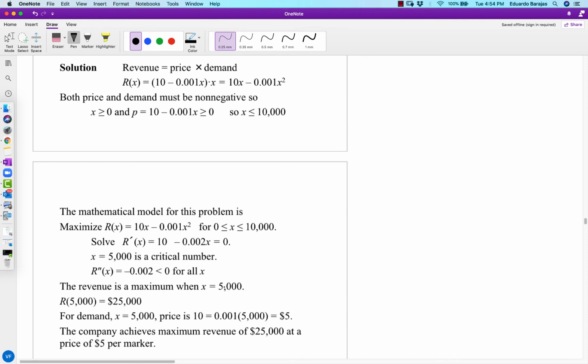So combining all three pieces of information, that x is a critical number, that the first derivative evaluated at 5,000 equals 0, and that the second derivative is negative at 5,000, allows me to conclude that the revenue will have a local maximum at x equals 5,000, which corresponds to a revenue of 25,000. Okay, so the demand is going to be x equals 5,000 at a price of $5, and the company will achieve a maximum revenue of 25,000 at a price of $5 per marker.